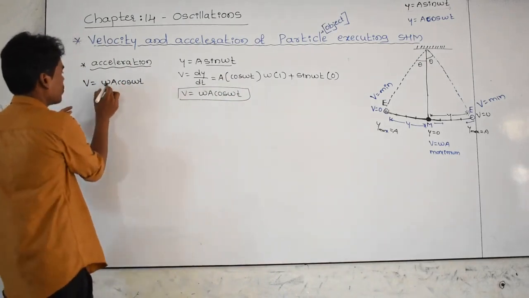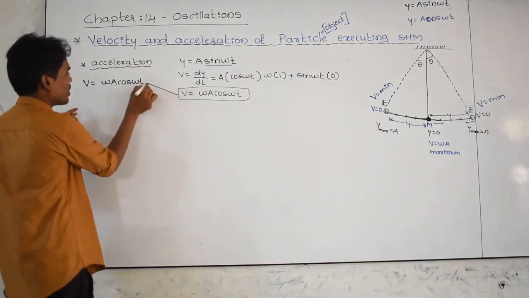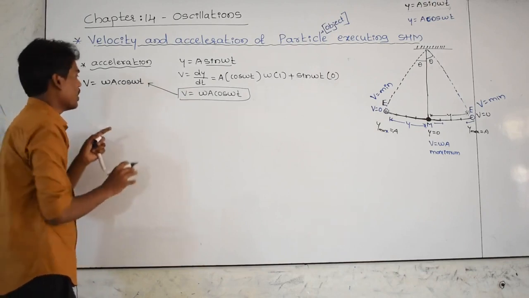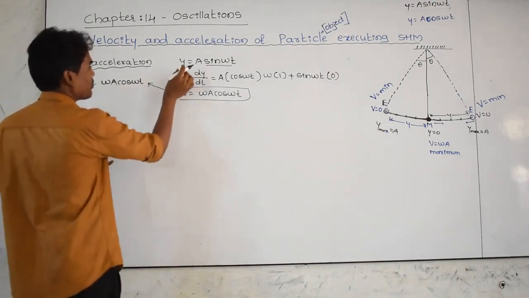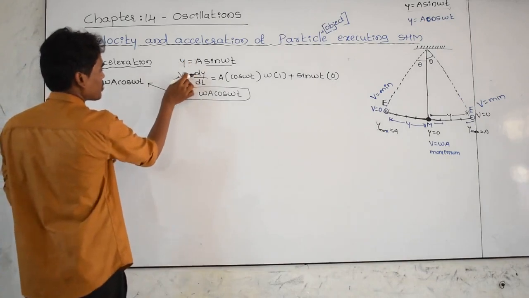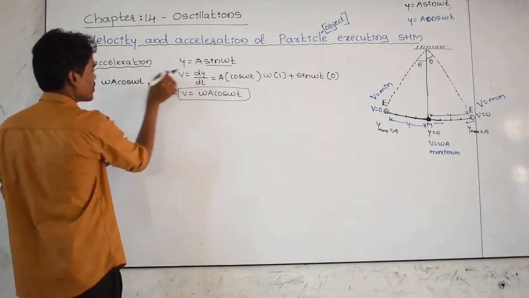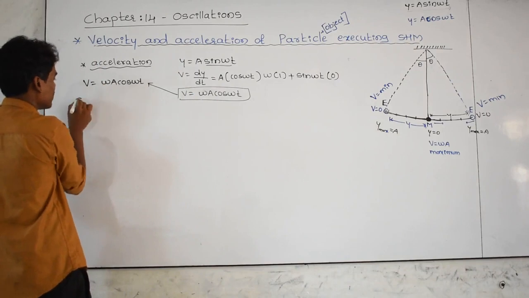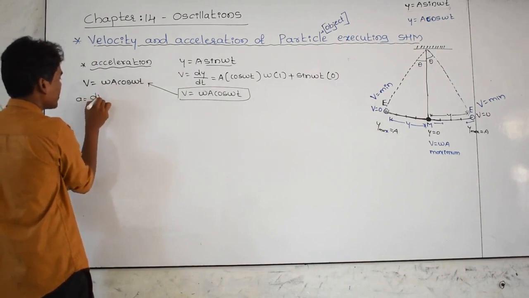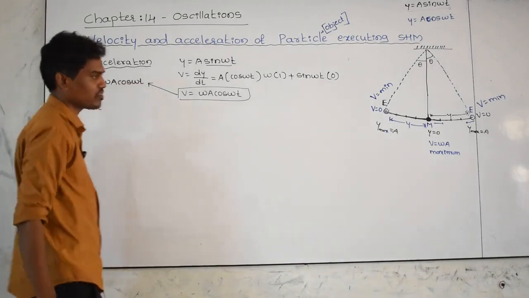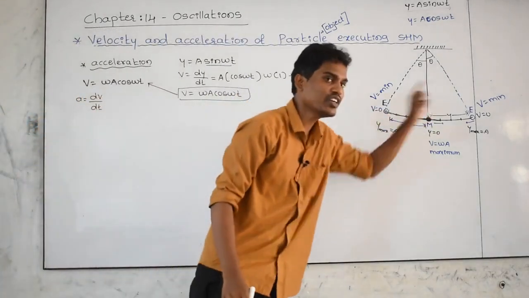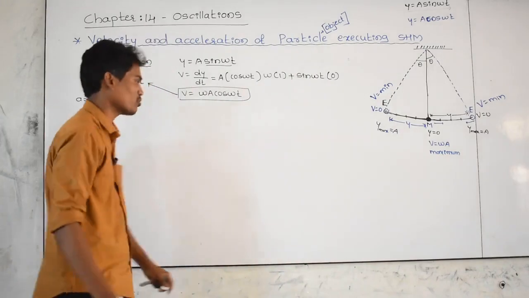Velocity is equal to omega a cos omega t, which I have taken here. If you differentiate this, you get acceleration. Differentiation of displacement is called velocity, but differentiation of velocity is called acceleration. Acceleration is equal to dv by dt. Differentiate this function and you get the acceleration of the particle at each and every point during simple harmonic motion.